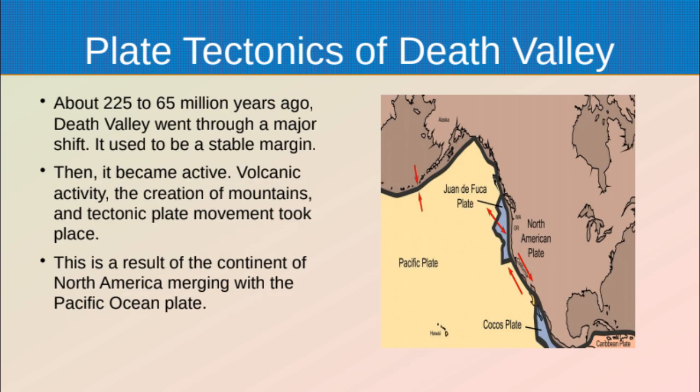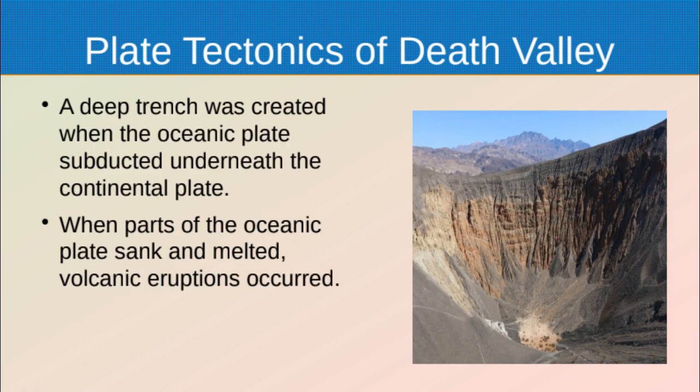About 225 to 65 million years ago, Death Valley went through a major shift. It used to be a stable margin. Then, it became active. Volcanic activity, the creation of mountains, and tectonic plate movement took place. This is a result of the continent of North America colliding with the Pacific Ocean plate. A deep trench was created when the oceanic plate subducted underneath the continental plate. When parts of the ocean plate sank and melted, volcanic eruptions occurred.